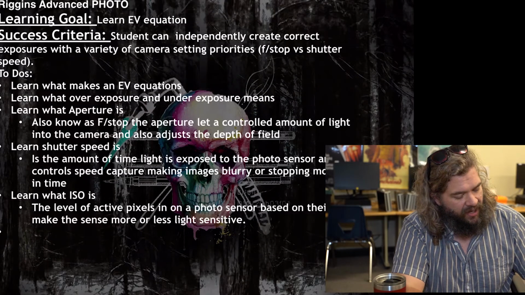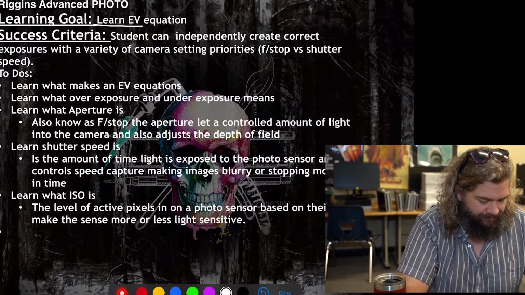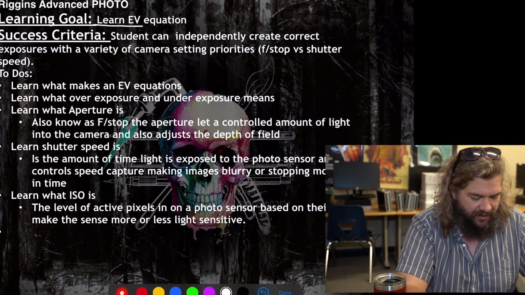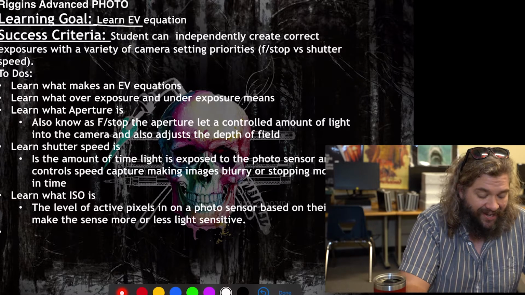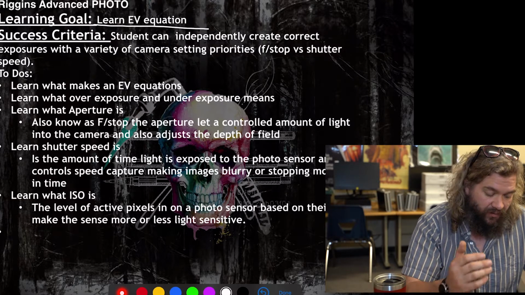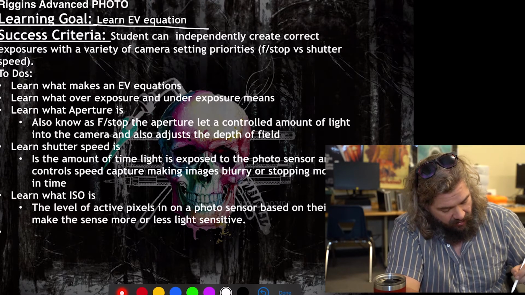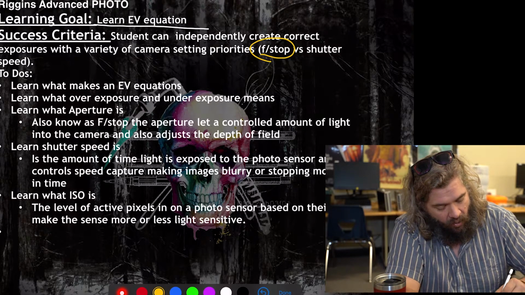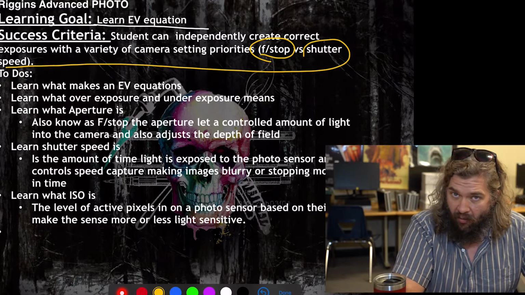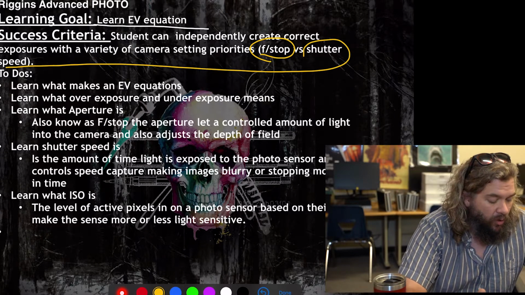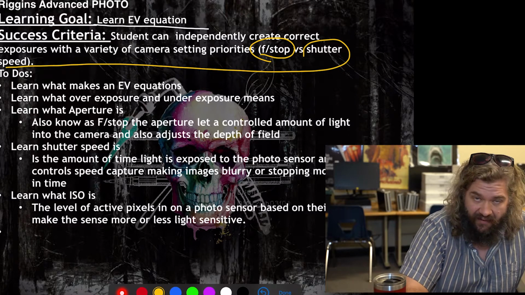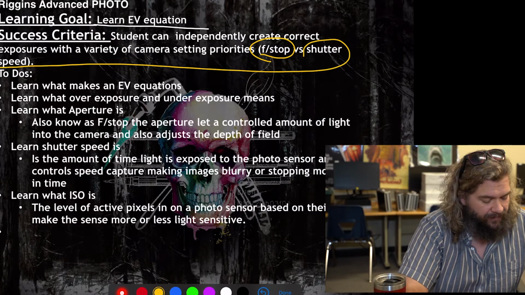So, follow along with me here. Let's see what we get. We should have a screen pop up right about now. All right, guys, follow along with me. You're gonna learn the EV equation today. In addition to that, students can independently create accurate exposure with a variety of camera setting priorities. The two priorities are gonna be f-stop priority or shutter speed priority. Okay, so you're gonna learn what makes an EV equation. It's coming up in just a second.